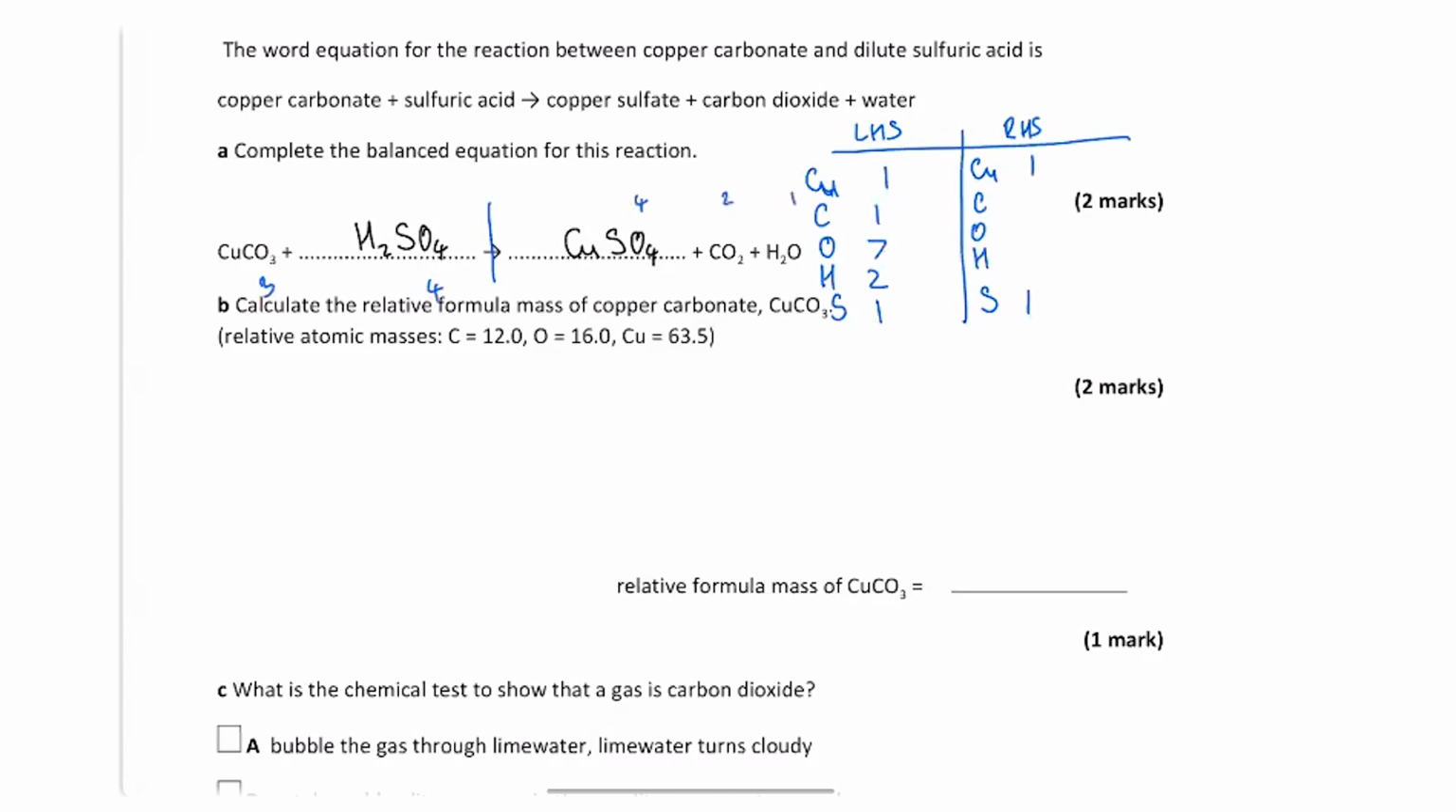So that gives me 7 oxygens in total. Then I've got 1 carbon and 2 hydrogens. So I can see I've got exactly the same numbers of everything on either side. So this equation is balanced. I don't need to add anything else to this.